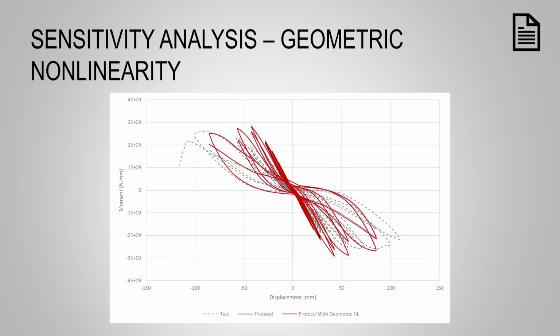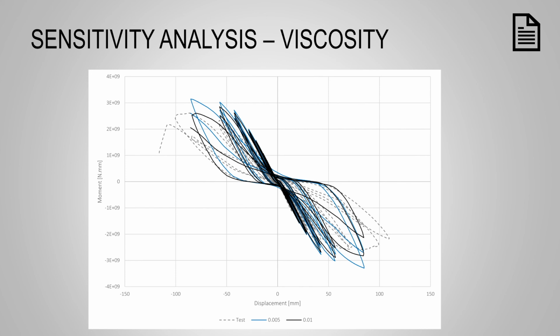Next, we can see the effects of the geometric nonlinearity in the connection. As we can see from the graph, geometric nonlinearity plays little to no role in the hysteretic response. And finally, we can see how viscosity affects the connection response. Viscosity will be directly related to the yield surface.